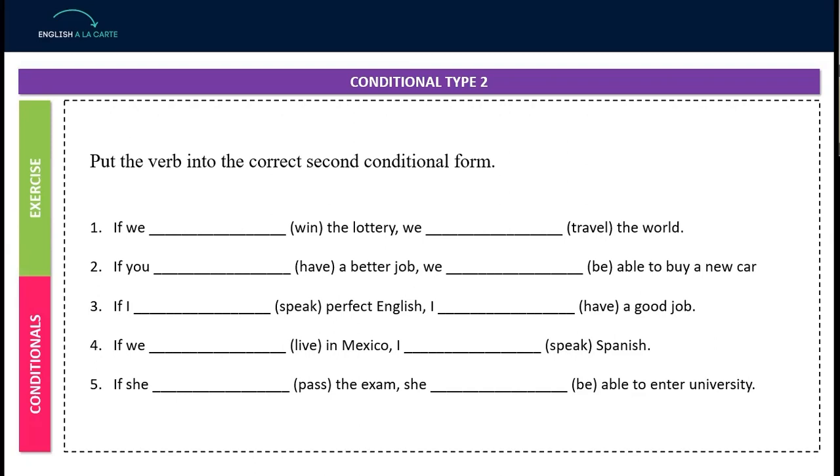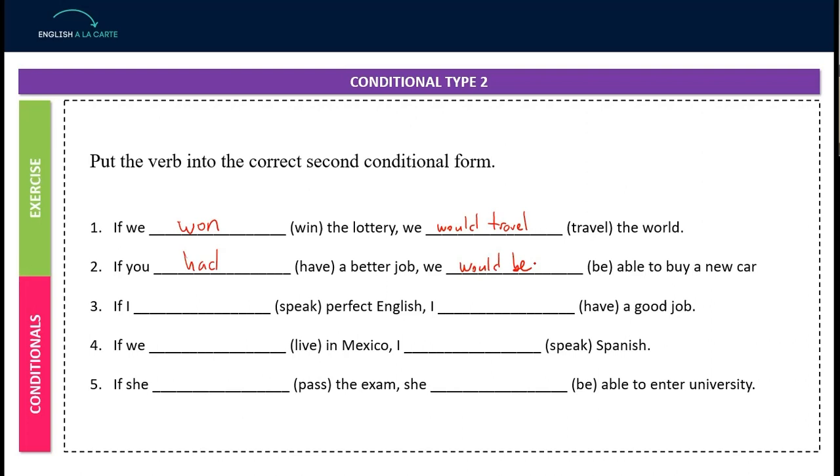Okay, very good. If we won the lottery, we would travel around the world. Number two. If you had a better job, we would be able to buy a new car. Very good. If you had a better job, we would be. Excellent.